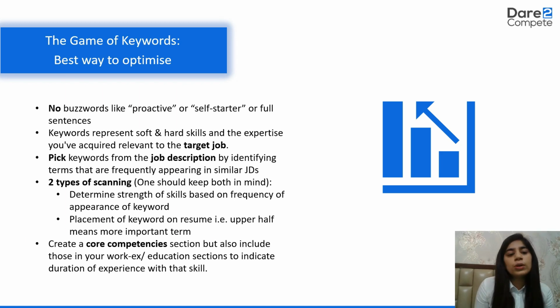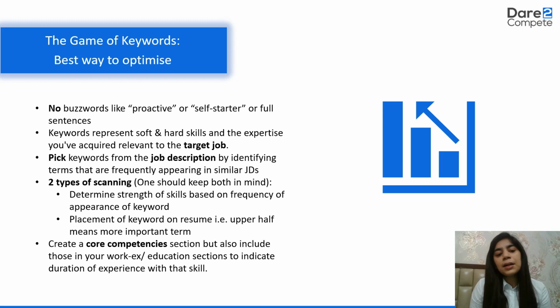So essentially there are two types of screening. First is to determine the strength of skills based on the frequency of appearance of a keyword. Say for example that you've led a particular team. When you repeat that leadership quality multiple times, say 4 or 5 times during the CV, it makes out that you have the strength, that you have been a leader throughout. So make sure that whatever your key strengths are, you're repeating them throughout the CV in some shape or form.